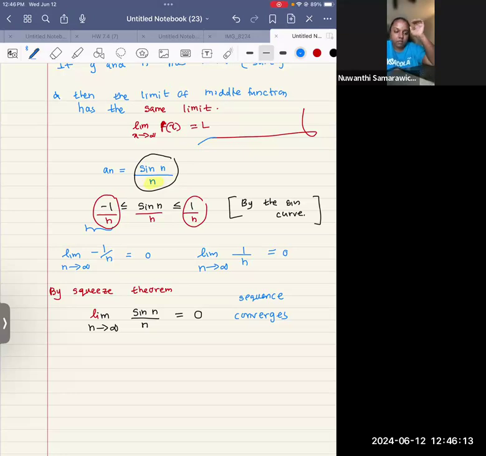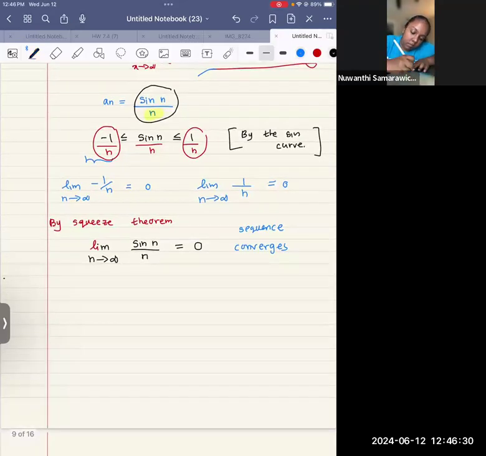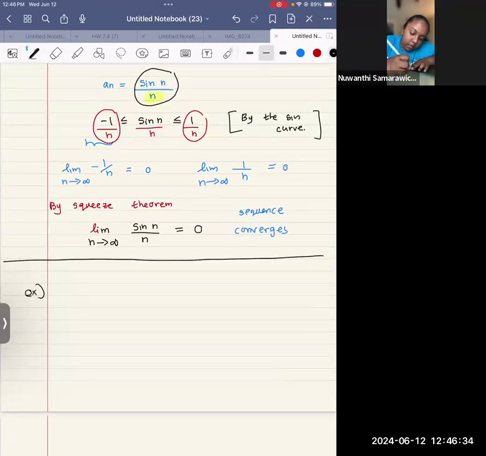So this is just one method, where you can check whether you can use the squeeze theorem. So let's do another example. Your a sub n is equal to natural log n to the power 4 over 5n.